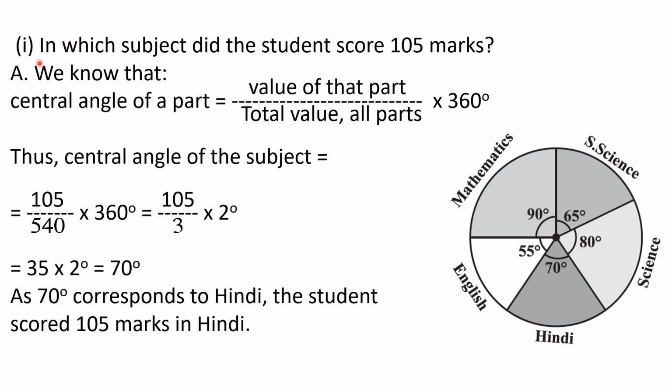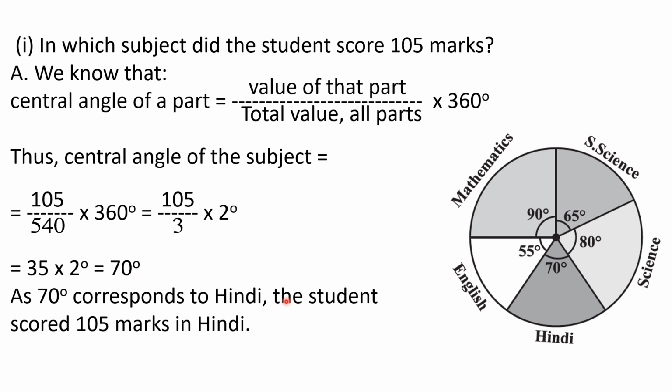So first question is, in which subject did the student score 105 marks? Now this is very important. So we use that formula. We know that central angle of a part is equal to value of that part divided by total value of all parts into 360 degree. So the central angle of that subject is equal to 105 divided by total into 360 degree. So 0 and 0 cancel out, 18 3s are 54. So 105 by 3 into 2. Divide 105 by 3, you get 35, into 2 is equal to 70 degree.